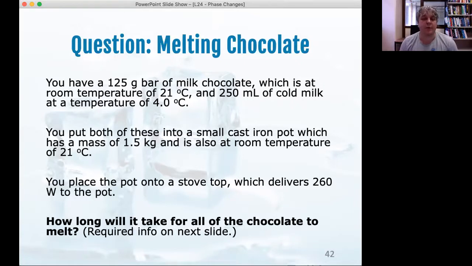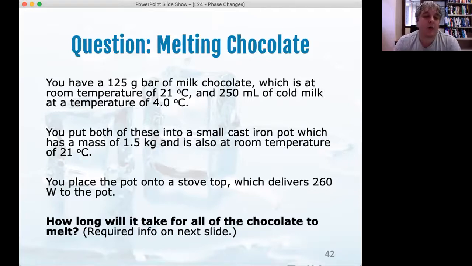So there's some more info on the next slide, which I'll get to in a moment. But first of all, just think about this system. Think about the scenario and the system. What's going on? We have a pot, we have a chocolate bar, and we have some milk that we're putting into the pot. So all three of those things are in our system. The pot with the milk and the chocolate are all in our system.